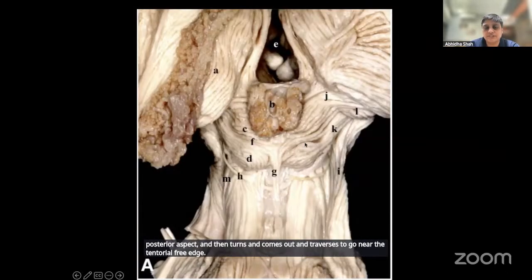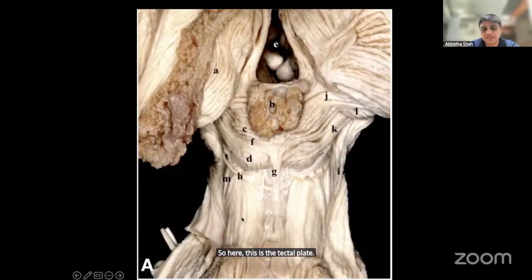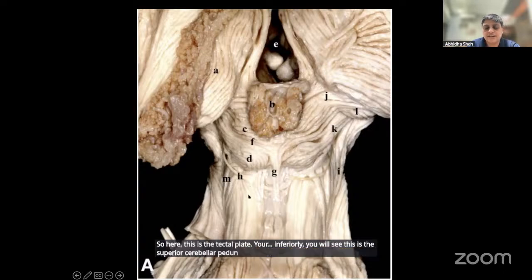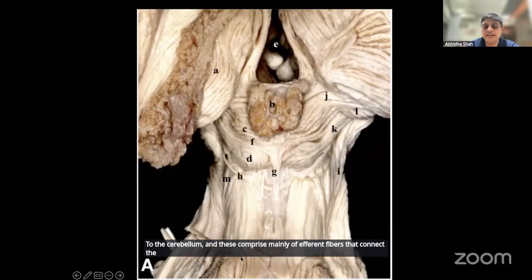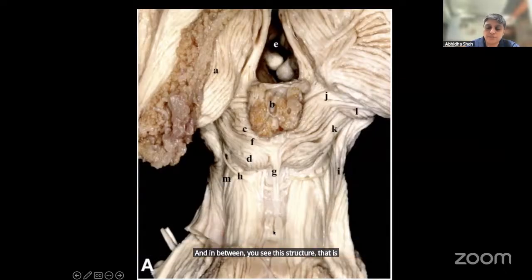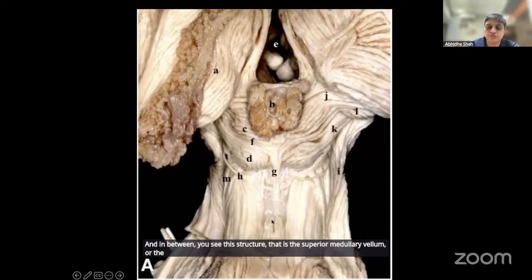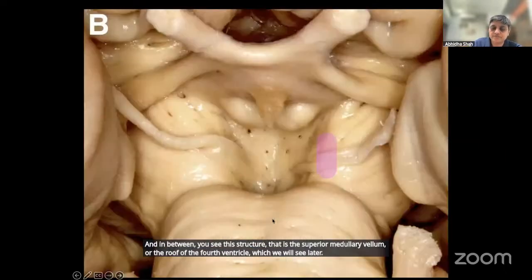So here this is the tectal plate. Here inferiorly you will see this is the superior cerebellar peduncle, and it is connecting the midbrain to the cerebellum, and these comprise mainly of efferent fibers that connect the midbrain to the dentate nucleus. And in between you see this structure, that is the superior medullary vellum, or the roof of the fourth ventricle, which we will see later.